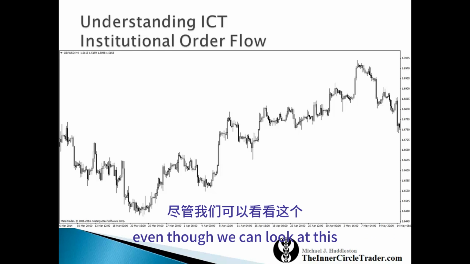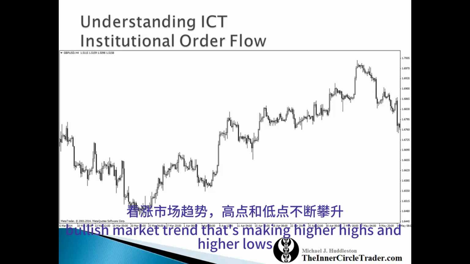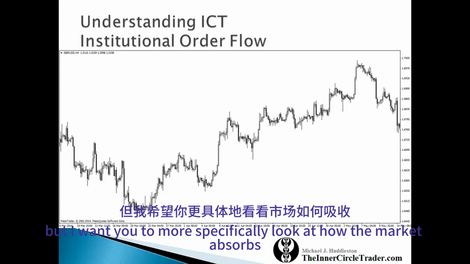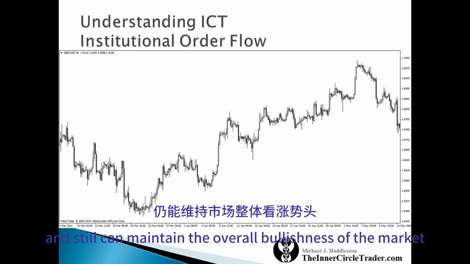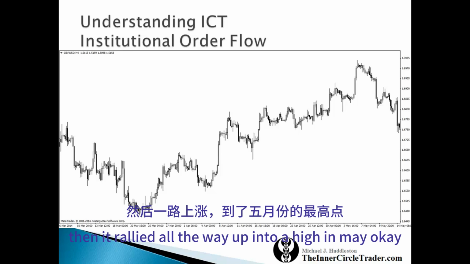Even though we can look at this and clearly see that it has a very strong bullish market trend that's making higher highs and higher lows, and that's the classic bull market scenario, I want you to more specifically look at how the market absorbs previous highs and previous lows and still can maintain the overall bullishness of the market. In other words, the cable was able to post a significant low in March. Then it rallied all the way up into a high in May.